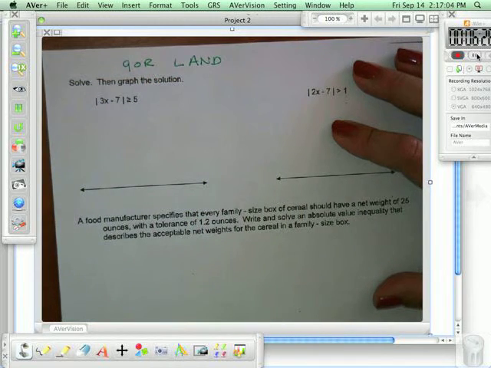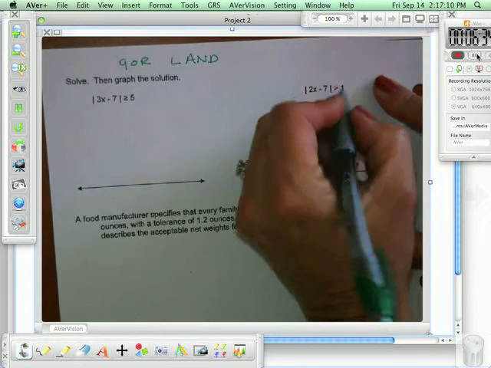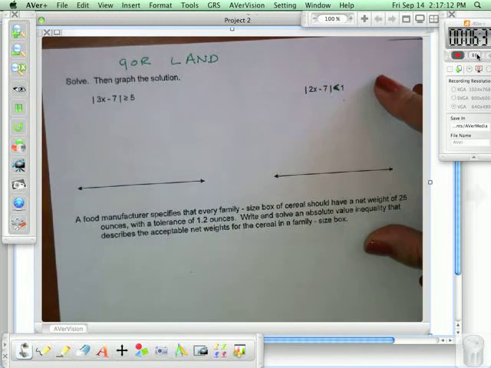Greater, less than, okay? So, don't do this one yet, you speed demons, because I'm changing it. Just in case you can't stand it, I'm going to make that a less than. All right?